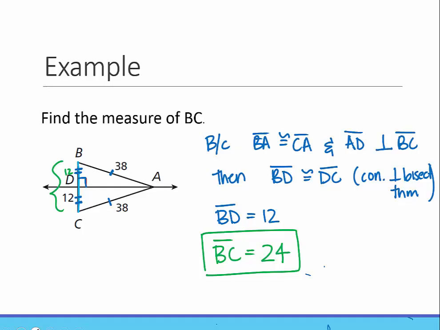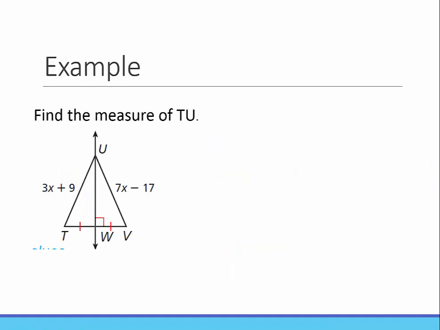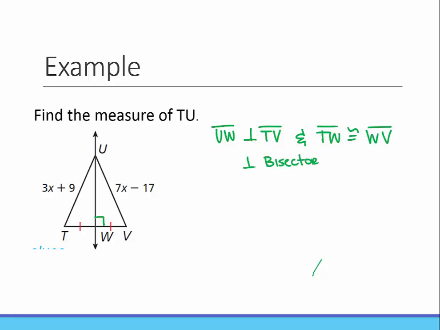Let's try one more. Find the measure of TU. So they're giving us that this is perpendicular. UW is perpendicular to TV. And we know that TW is congruent to WV. So because of that, we can use the perpendicular bisector theorem to say that TU has to be congruent to UV. So I know 3x plus 9 has to be the same as 7x minus 17.